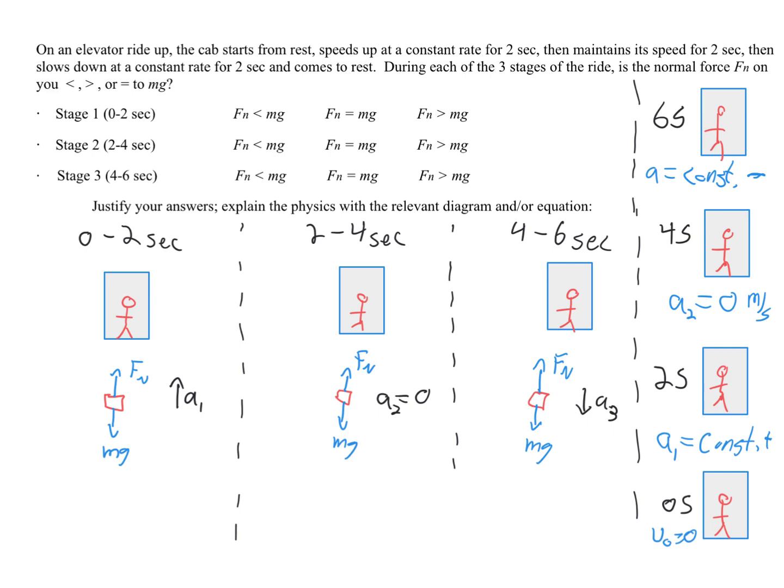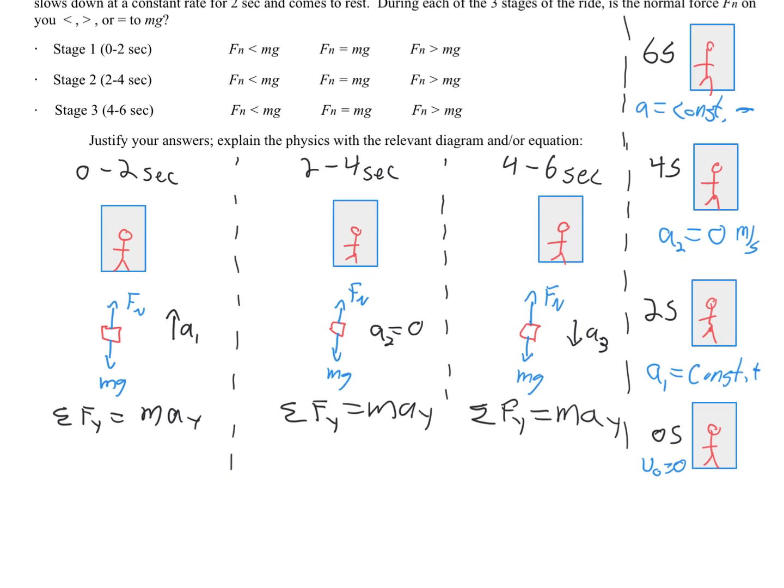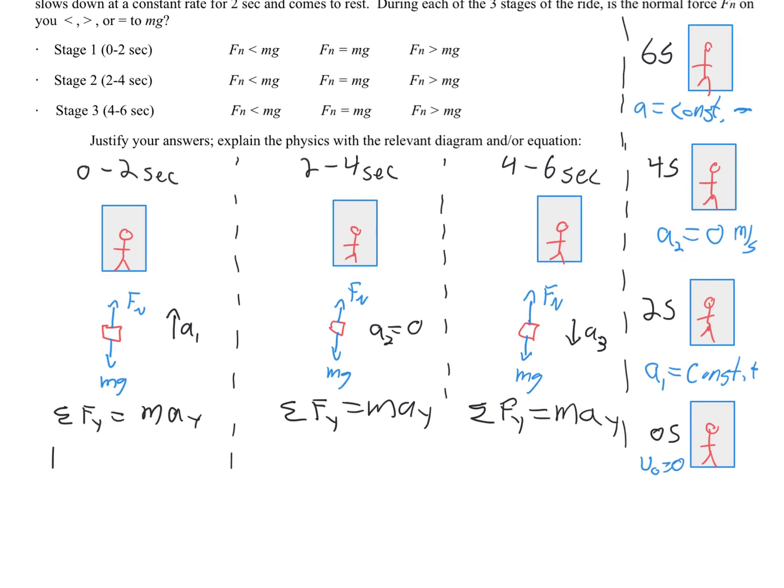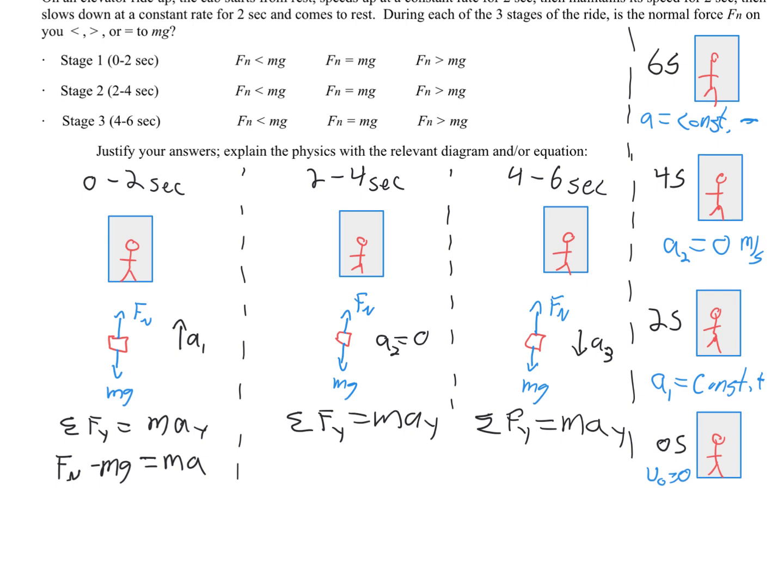So now, to prove the conclusions that we're about to make, we can do the sum of the forces for each of these circumstances. Again, the sum of the forces in y must equal ma_y. We can use Newton's second law in all 3 of these cases to prove our conclusion. So in the first case, and in fact in all 3 cases, all we have is the normal force minus mg equals ma. So in this case, that's m times positive a.